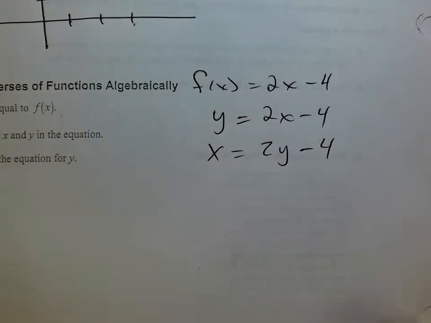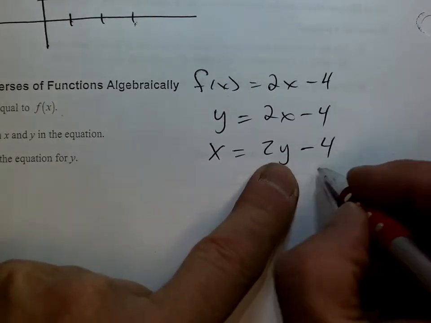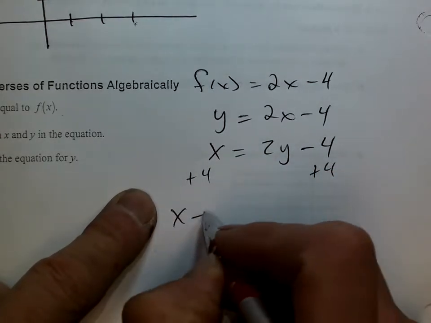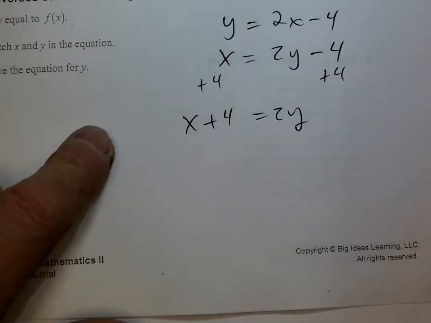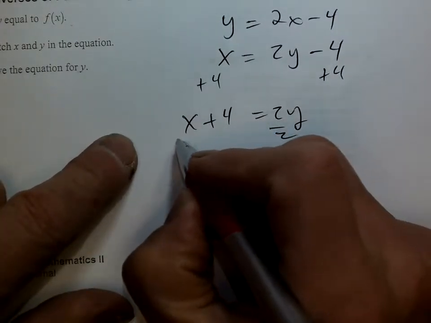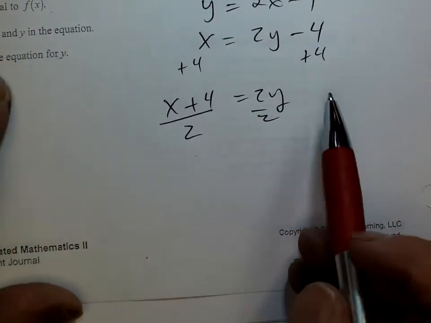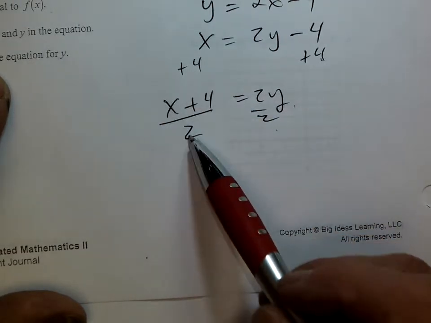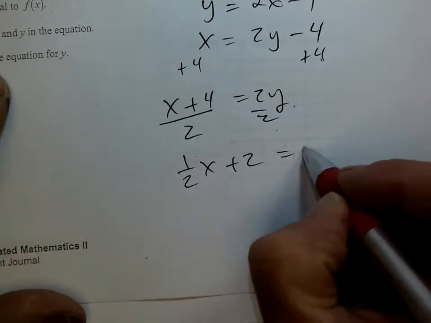Now it says solve for y. I've got to get y by itself, so let's add 4. When I have x + 4 = 2y, divide by 2, divide by 2. Am I going too fast? So it says solve for y, so plus 4, divide by 2, and now I can make this 1/2 x + 2 = y. How am I doing?